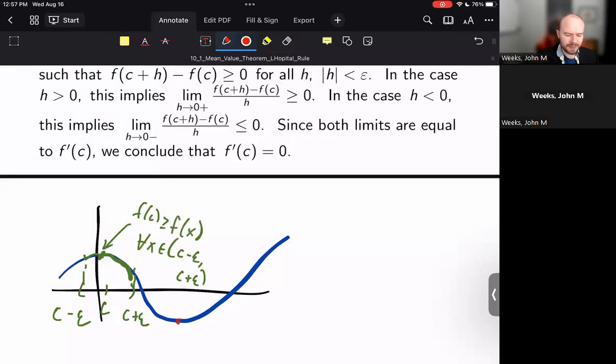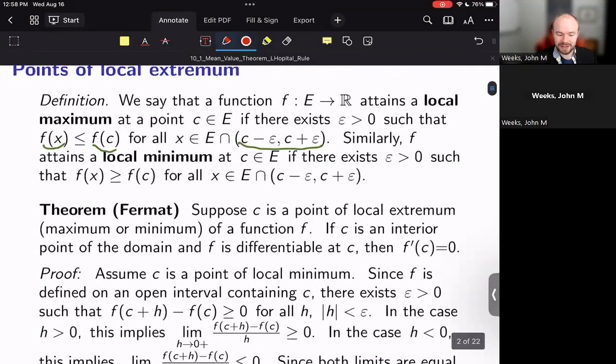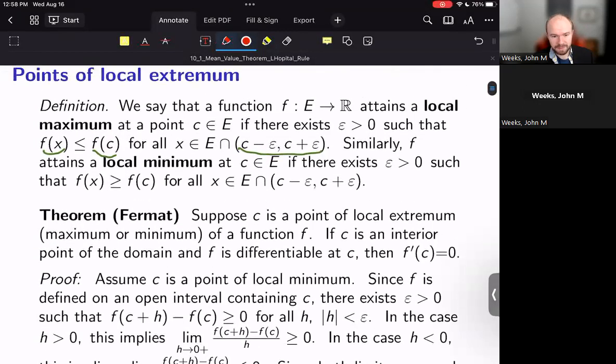Now, continuing on, we also have this notion of a local minimum. If we flip the script and say that f of c is less than or equal to f of x for all surrounding points in a particular region here, then this would be a local minimum of this function. And those are the two definitions that we have here for points of local extremum.